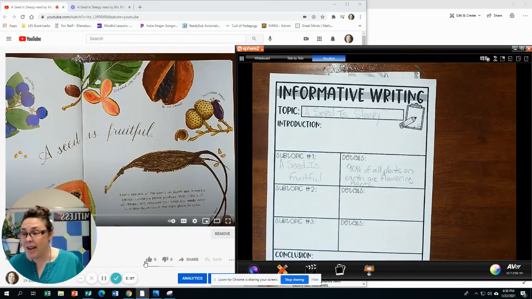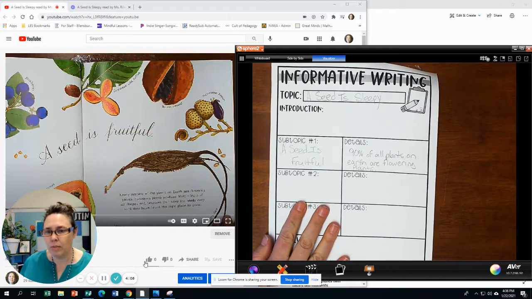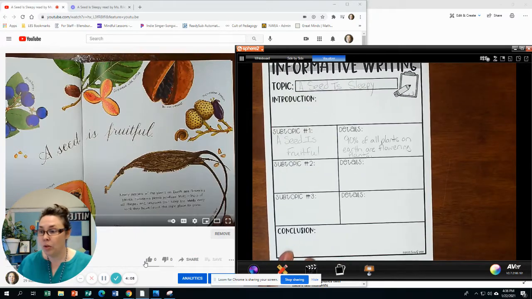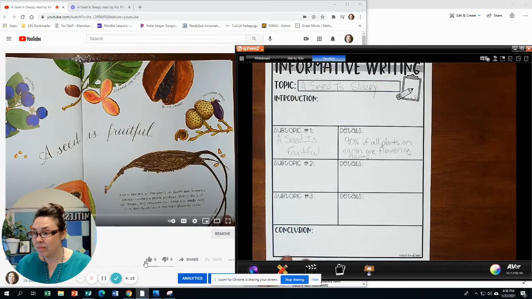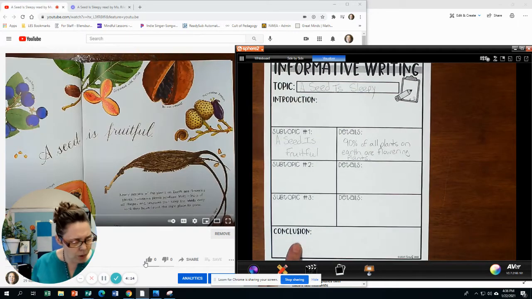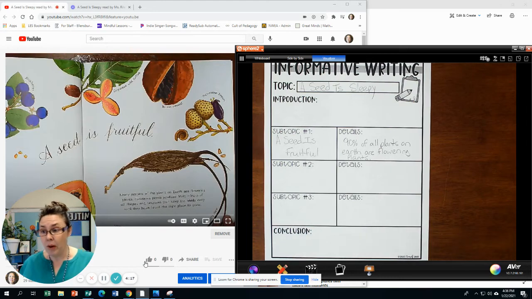Now I can go and look for my next subtopic. So I'm just going to hit play and I'm going to move through and I'm going to find those big words and I'm going to write that down as my subtopic. Now, I want you to put in a conclusion. So at the conclusion, I want you to write, what was the point of this book? What's the big point that the author is trying to make about seeds?